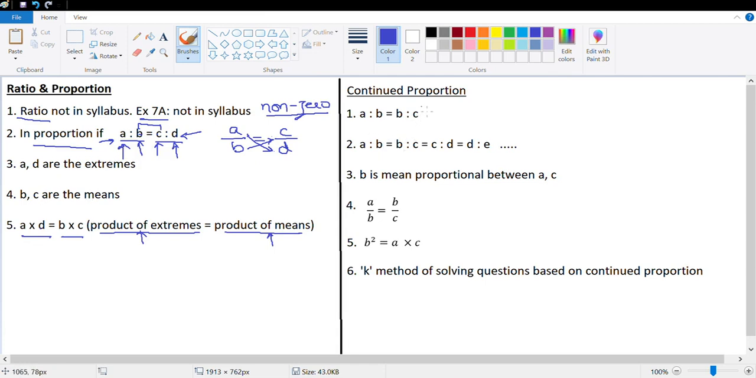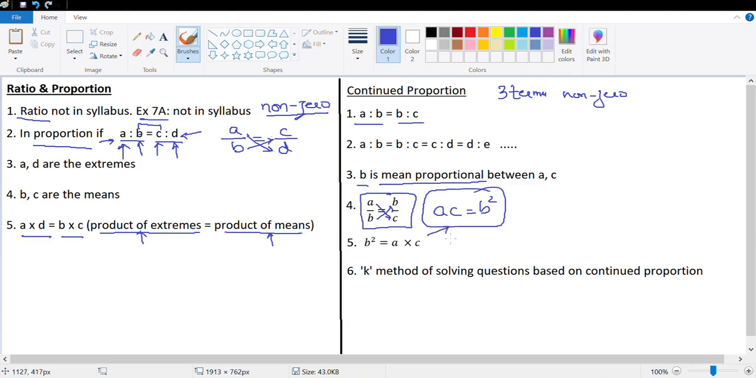Now let's look at another thing which is continued proportion. So three terms, again non-zero, are said to be in continuous proportion or continued proportion if A is to B is equal to B is to C. If I write it in the fraction form, that would be A upon B is equal to B upon C. Now B is the mean proportional, which is the middle number, and if we cross multiply again, we get AC is equal to B square. Right. So B square is equal to AC, B is the mean term, and A is to B is equal to B is to C.